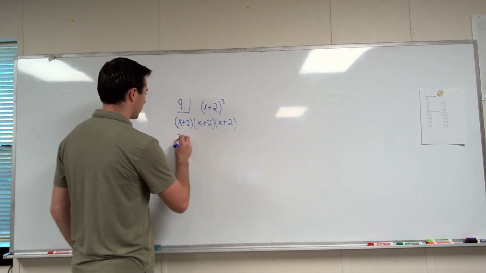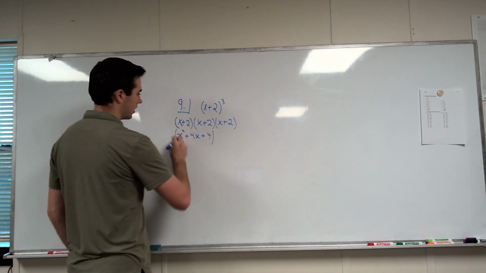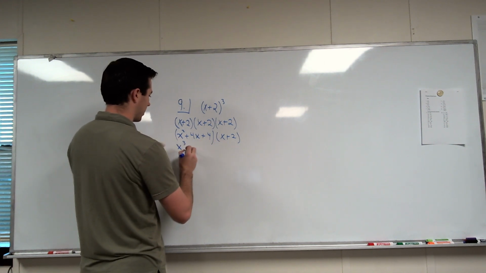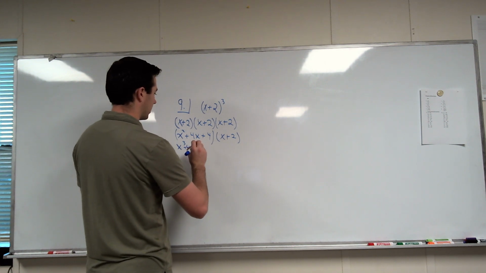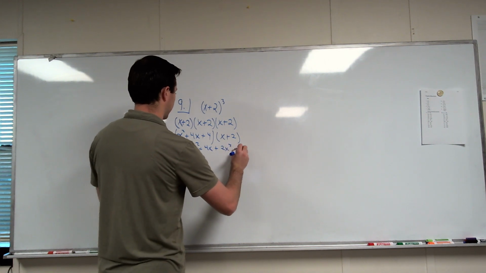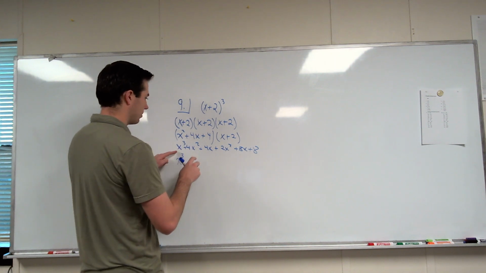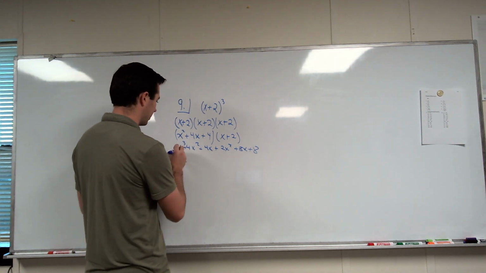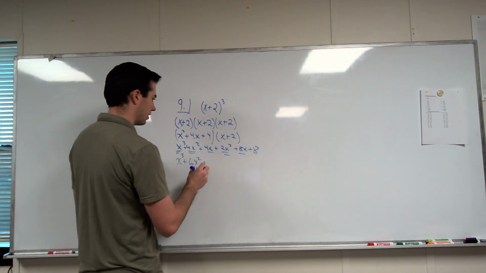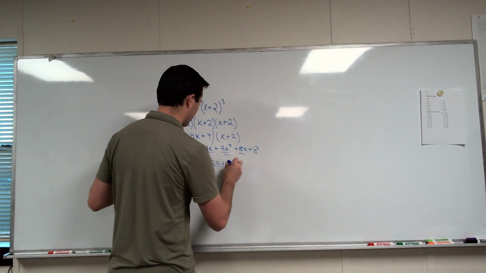And you would FOIL two of them, which would give you x squared plus 4x plus 4. And then you'd still have an x plus 2. And you FOIL that and you get x cubed plus 4x squared plus 4x plus 2x squared plus 8x plus 8. Combine like terms, I'm getting x cubed plus 6x squared plus 12x plus 8. Okay?